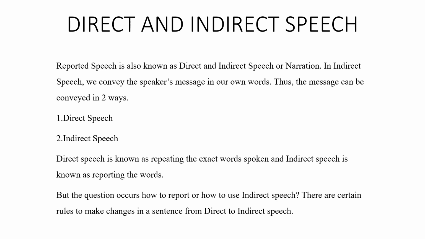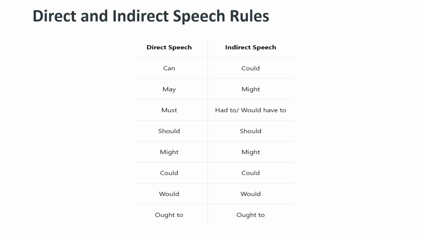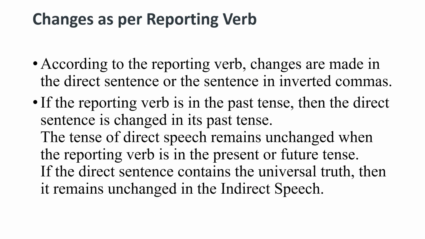So the question occurs, how to report or how to use indirect speech? There are certain rules to make changes in a sentence from direct to indirect speech. From direct to indirect speech, as you can see, modal verbs can be changed: can into could, may into might, must into had to or would have to. Should remain as should; might, could, would, and ought to will remain the same. So changes are made as per the reporting verb.